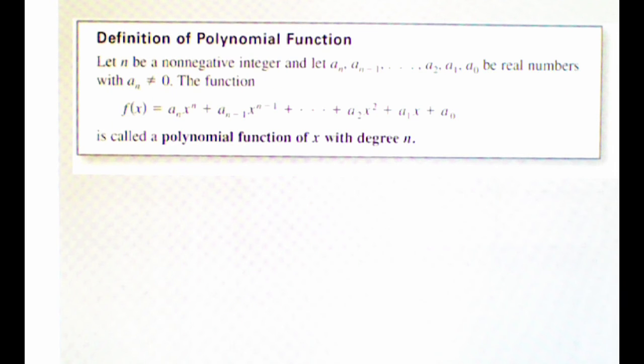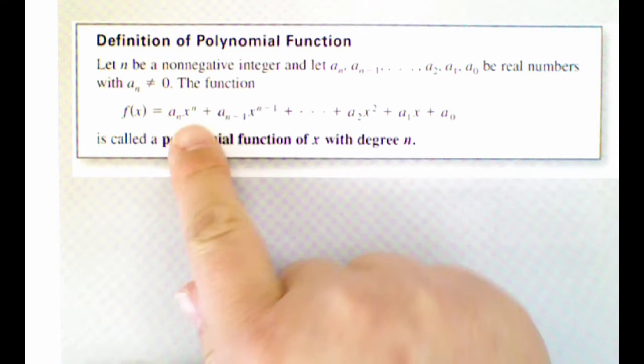If n is a non-negative integer and a sub n through a sub 0 are real numbers, and the first one's not 0, then a sub n x to the n plus a sub n minus 1 x to the n minus 1, on and on and on, is a polynomial function of x with degree n. So basically what this says is you have real number coefficients and x to positive whole number powers, all those added and subtracted to each other, then it's a polynomial. The degree is n, that is your biggest exponent.